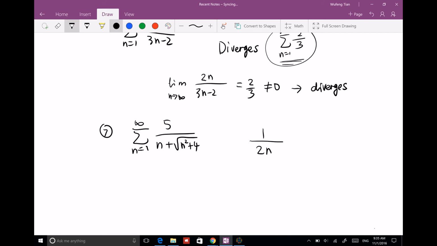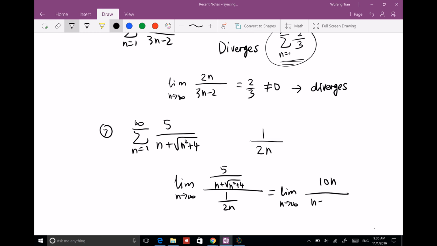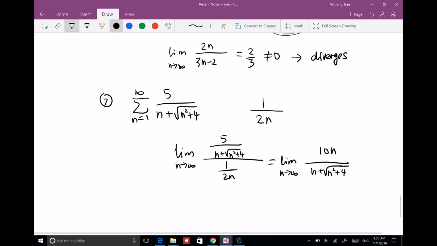So, the limit as n goes to infinity of 5 over n plus the square root of n squared plus 4, compared with 1 over 2n. So you got the limit as n goes to infinity of 5 times 2n, which is 10n, over n plus the square root of n squared plus 4. So what did you get for the limit of this one?